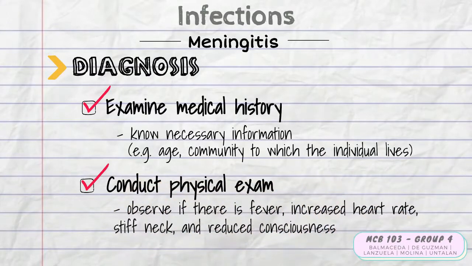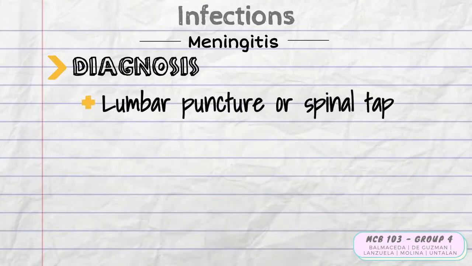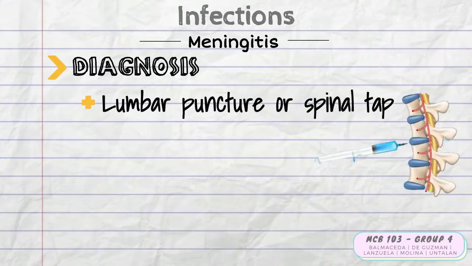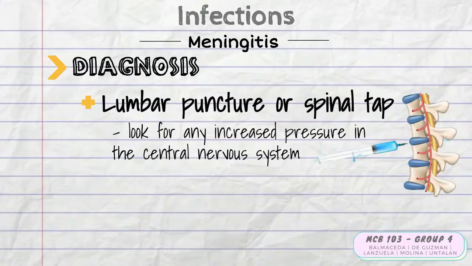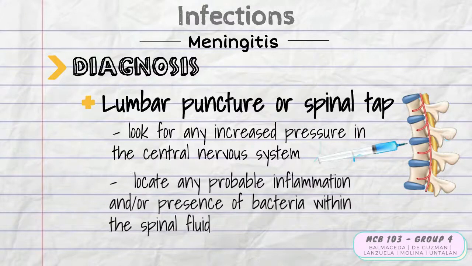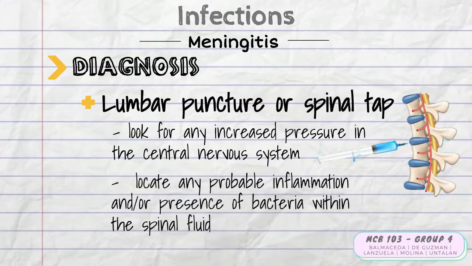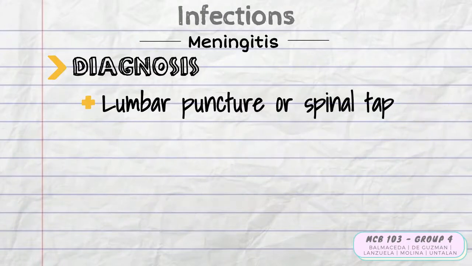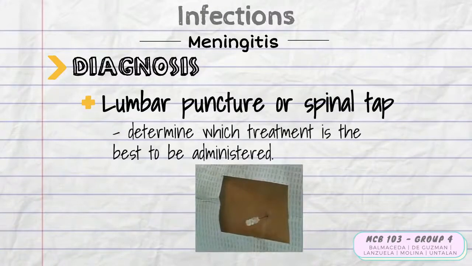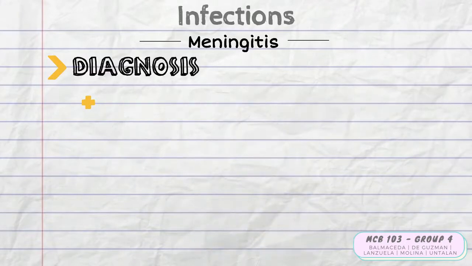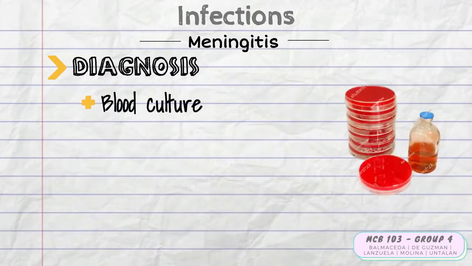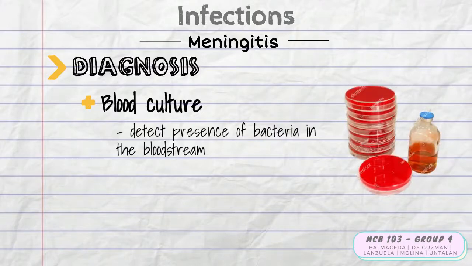reduced consciousness. A test called lumbar puncture or spinal tap is ordered by the physician to look for any increased pressure in the central nervous system and also to locate any probable inflammation and/or presence of bacteria within the spinal fluid. In addition, by doing lumbar puncture, the physician will be able to determine which treatment is best to be administered. Other common tests in diagnosing meningitis are the following: blood culture, which allows detecting the presence of bacteria in the bloodstream because it might also invade the central nervous system.